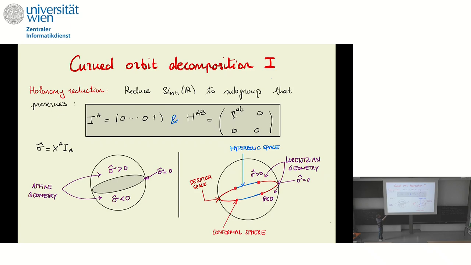So I ask this group to preserve this covector, and what will happen is that instead of acting transitively on the sphere, it will start having different orbits. It would split the sphere up into two hemispheres, which are both diffeomorphic to a plane, and then we get a third orbit, which is the equator.